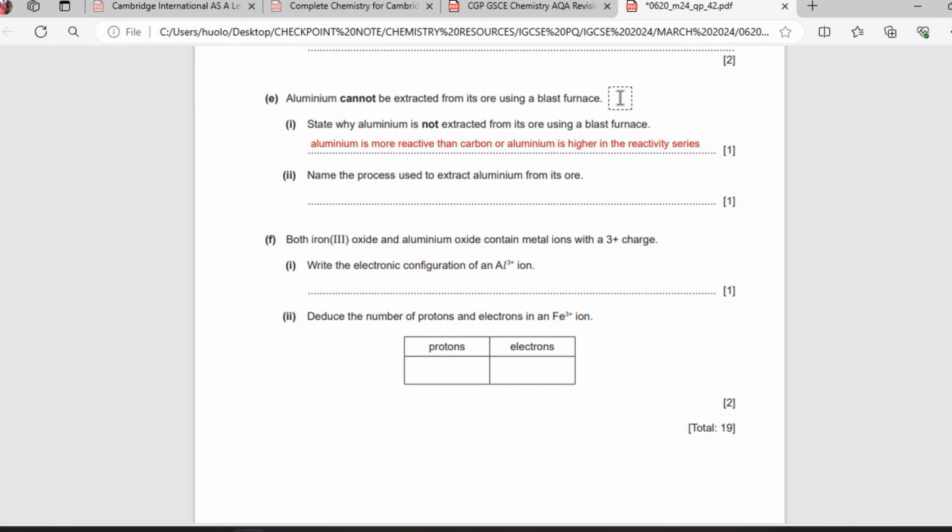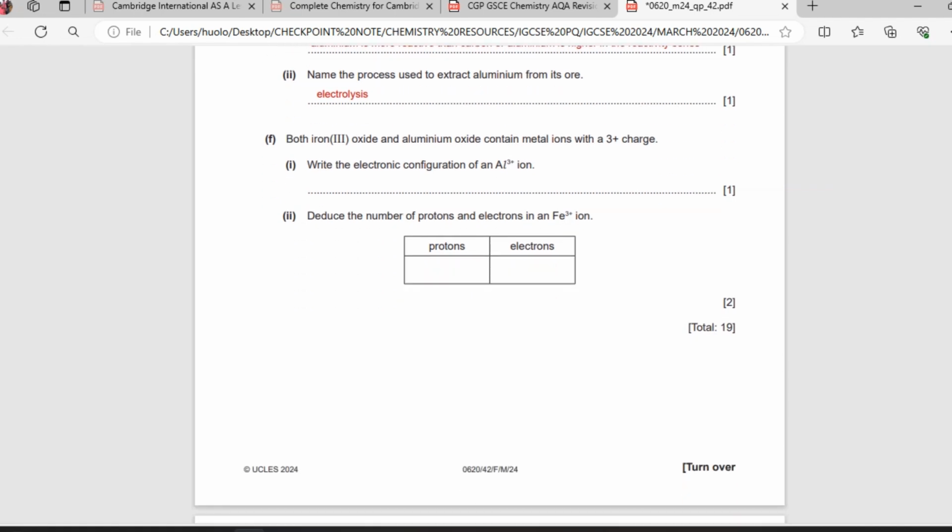All right, name the process used to extract aluminium. All metals higher than carbon are extracted by electrolysis. Okay, very reactive metals are extracted by electrolysis. This is because it requires more energy. Higher energy is needed to be able to remove, as it were, the metals from their ores. Okay, so that is that.